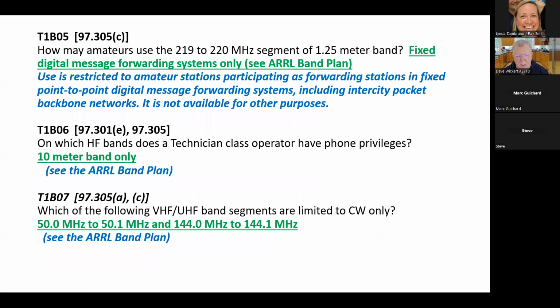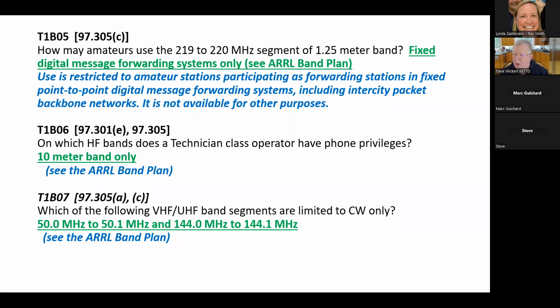Alrighty, how may amateurs use the 219 to 220 megahertz segment on the 1.25 meter band? So if you look at the ARRL band plan, if you have that in front of you, look at the 1.25 meter band. What will you notice at the front of the lower portions of the band? It will say that those frequencies are limited to fixed point-to-point digital message forwarding systems.